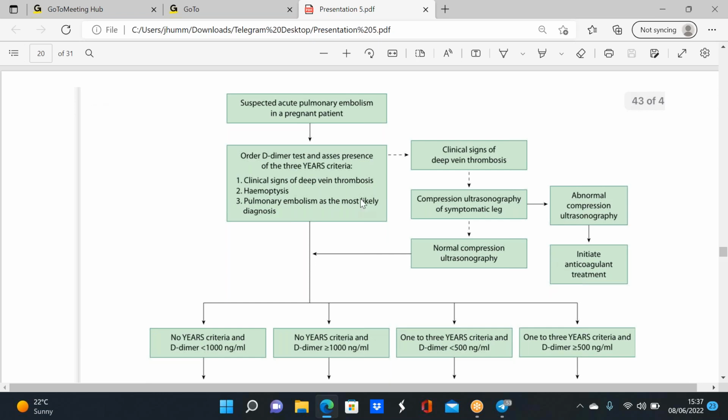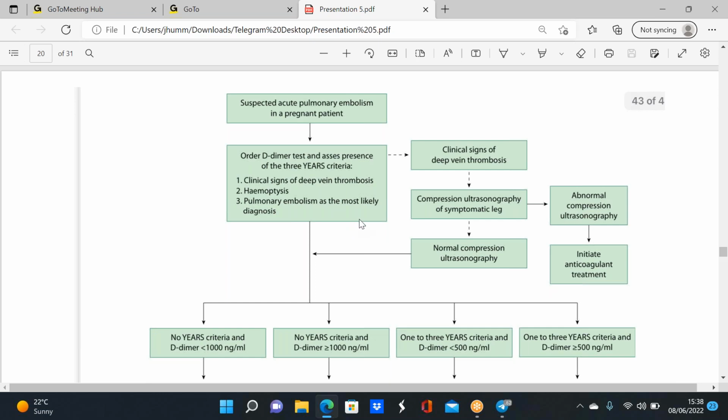Okay, so this chart shows that you have to order the D-dimer test and assess the presence of the YEARS criteria. The YEARS criteria are clinical signs of DVT, hemoptysis, and pulmonary embolism as the most likely diagnosis. If clinical signs of DVT are present, you have to do a compression ultrasound of the leg. If it is abnormal, initiate the anticoagulant treatment. If the ultrasound is normal, okay.